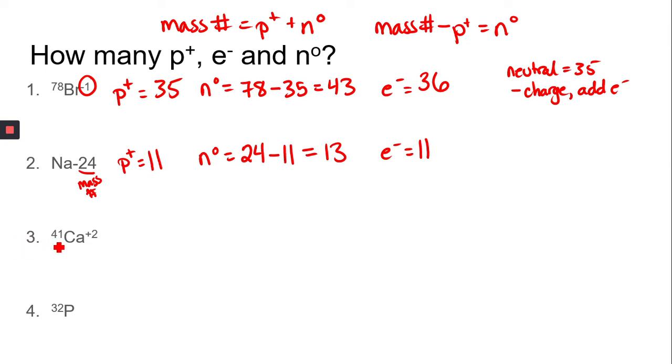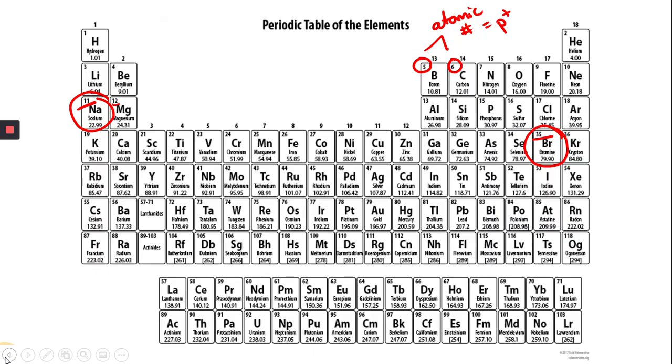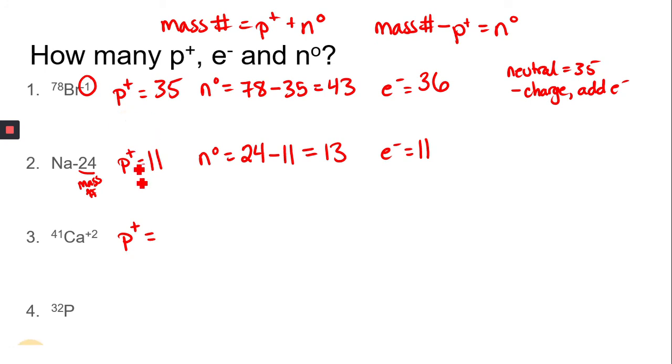Okay, so then we look at the third example. We have mass number in the upper left. We have a charge in the upper right. We know the element is Ca, or calcium. So again, I think it's easiest to find your number of protons first. You go to your periodic table and you find calcium. It's right here. So it has 20 protons. So for protons, we're going to say 20.